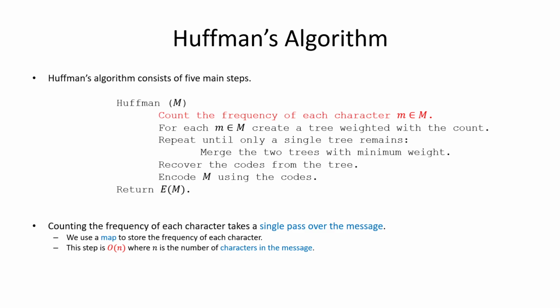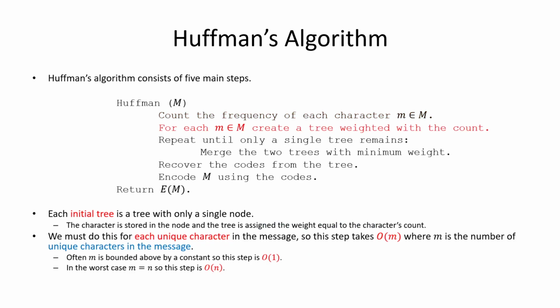As I mentioned here, we're going to do that with a single pass over the characters, and we'll typically use a map or a map-like structure to store the frequency of each character, so that this is done with most efficiency, or order n in the total pass. So step 1 takes big O of n, where n is the number of characters in the message.